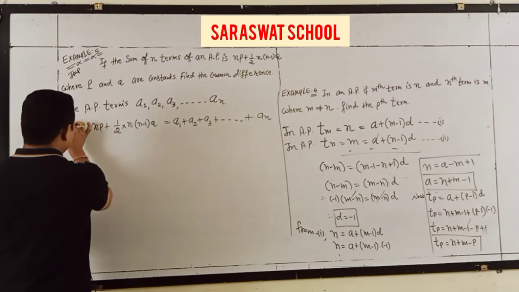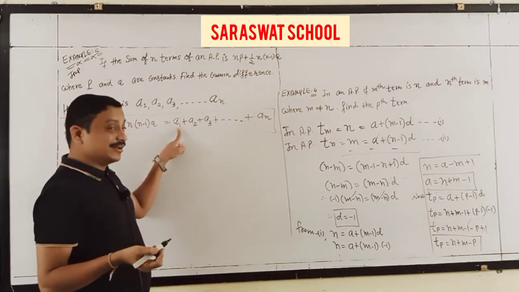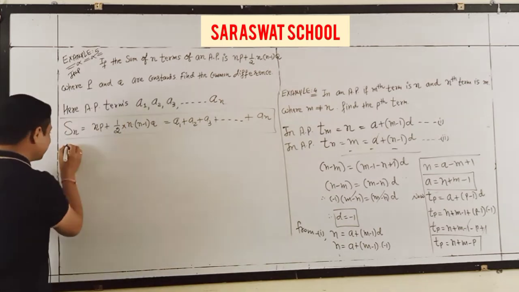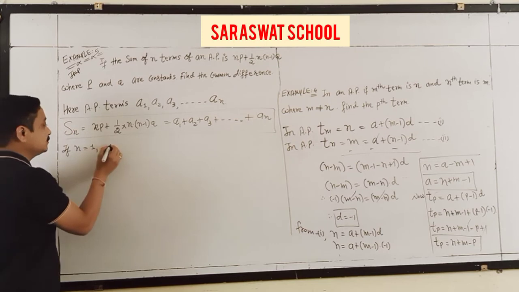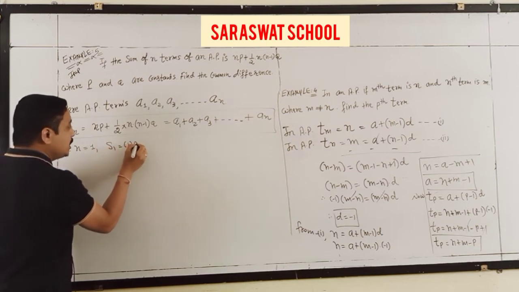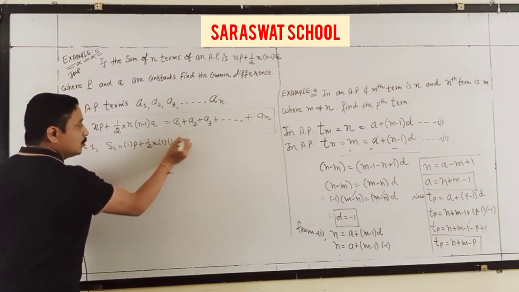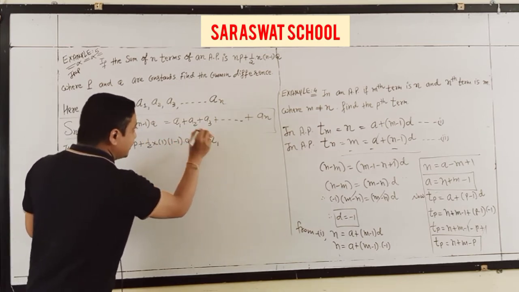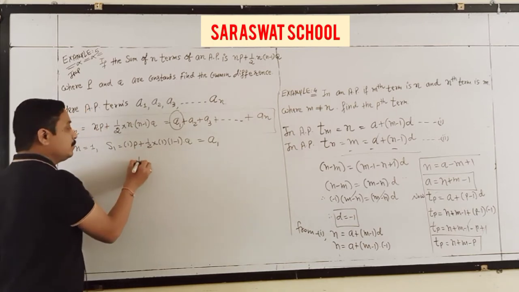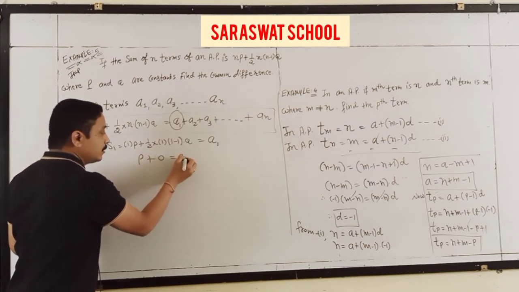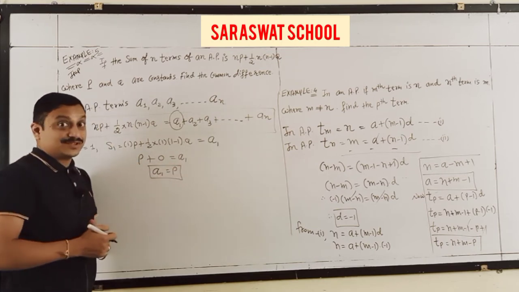This equation is already given. Now I start with A1, meaning n equal to 1. If n equal to 1, apply here S1: 1 into p, plus half 1 minus 1 into q, is equal to the first term, which is A1. So what do you get here? p plus 0, so A1 equals p. That's your S1, the first term.